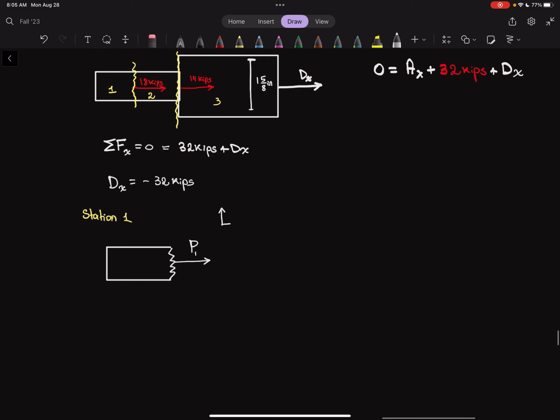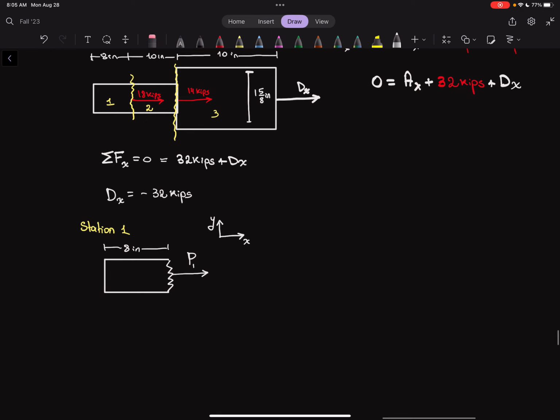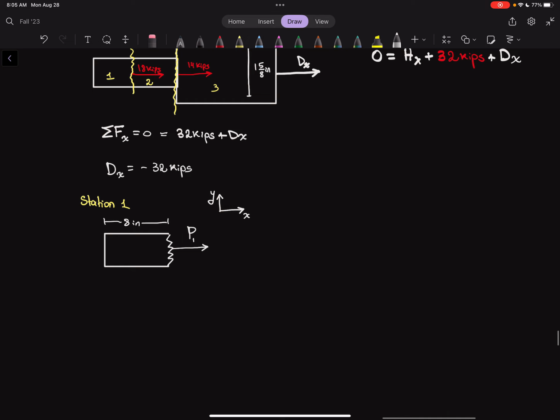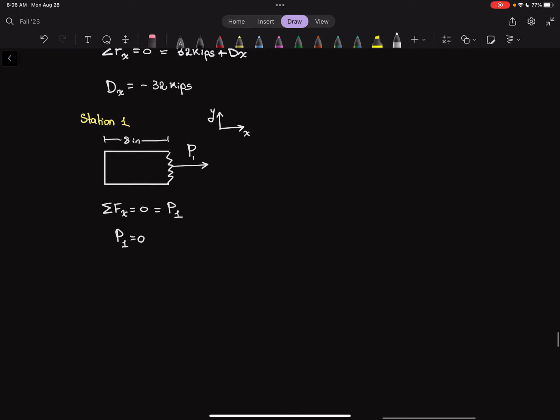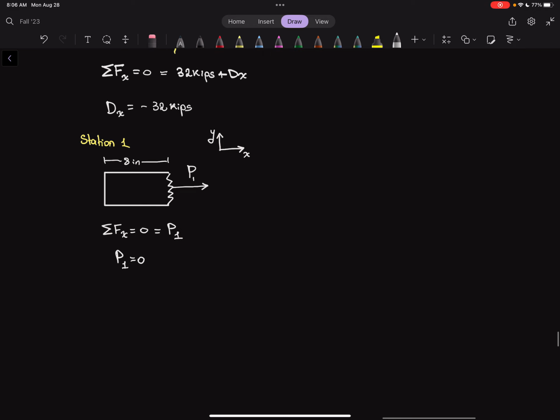And of course, we have our X and our Y. Here we have our length, which is 8 inches. So given that, what is going to be the sum of the forces in the x direction for this free body diagram? Well, it has to be equal to 0, and there's only one horizontal force. So we know that P1 is equal to 0, which means that what is the deformation in 1?